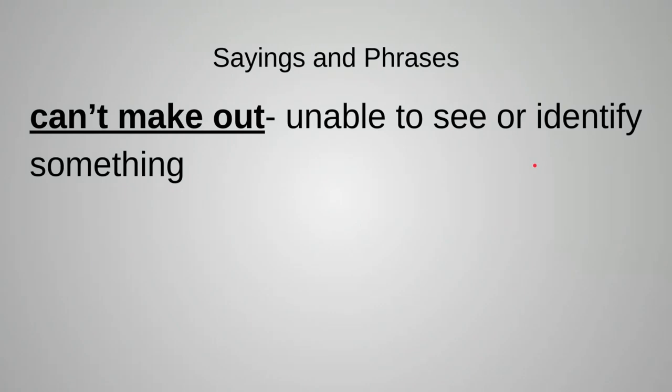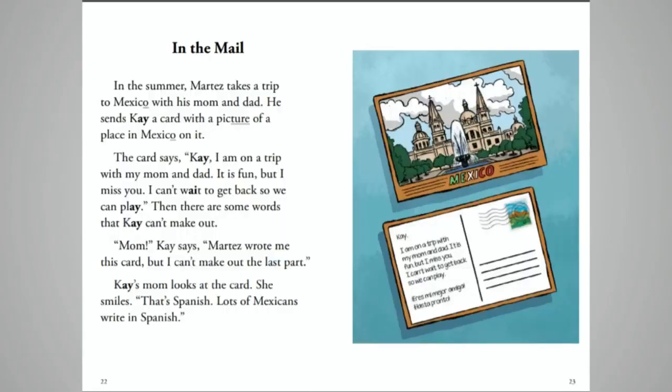Our saying and phrase for today is "can't make out." That means that you're unable to see or identify something. An example of that is, "I can't make out the name on this painting." Okay, we are going to read the story "The Mail" to find out what Kay receives in the mail. And please read along with me.